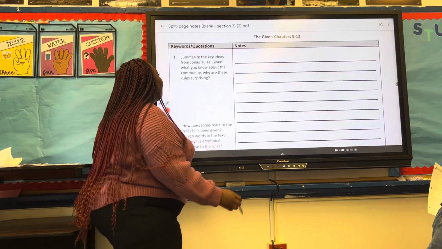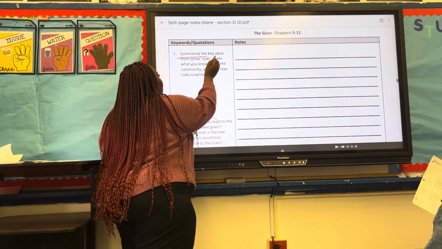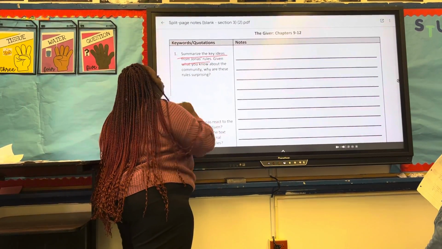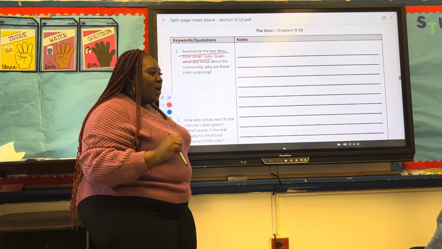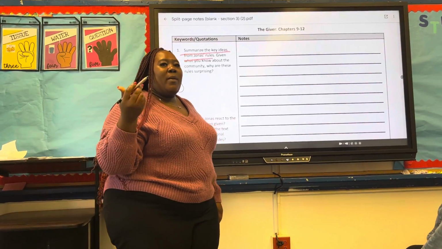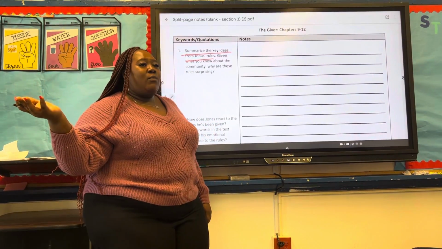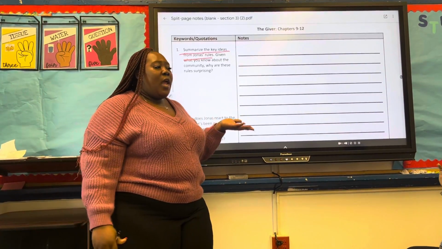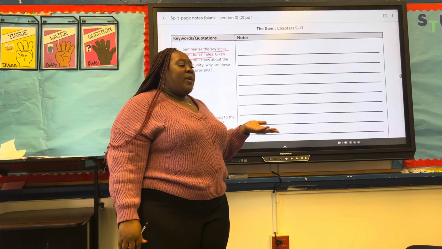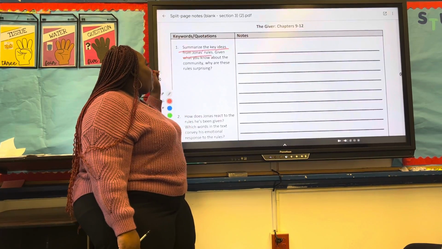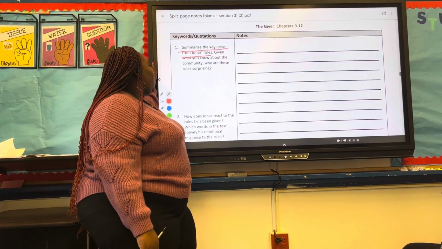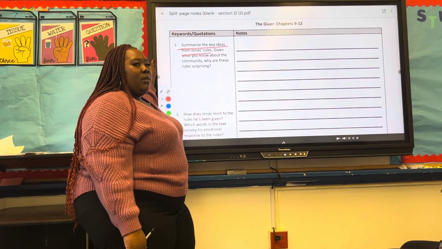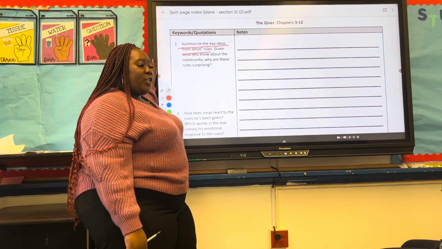It's asking you to summarize the key idea from Jonas' rules. What is the key idea from Jonas' rules? How can we summarize Jonas' rules? Because remember, everyone else had their set of rules. They had folders full of rules, stacks of paper. But Jonas only had one sheet of paper in his folder. So how can we summarize the key ideas from Jonas' rules? Look at your paper. What did you put?